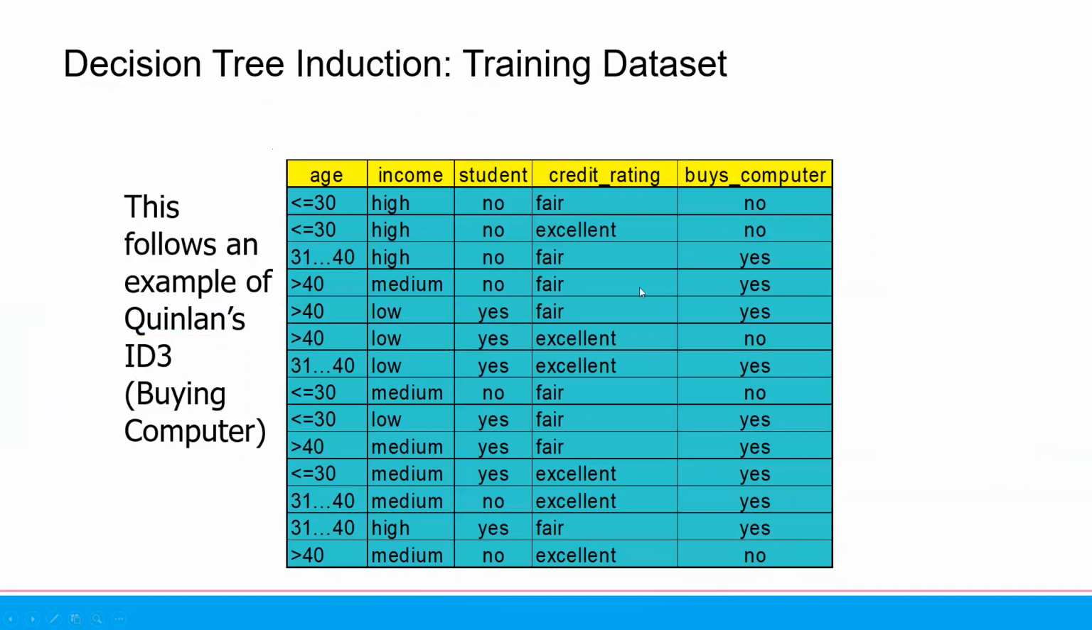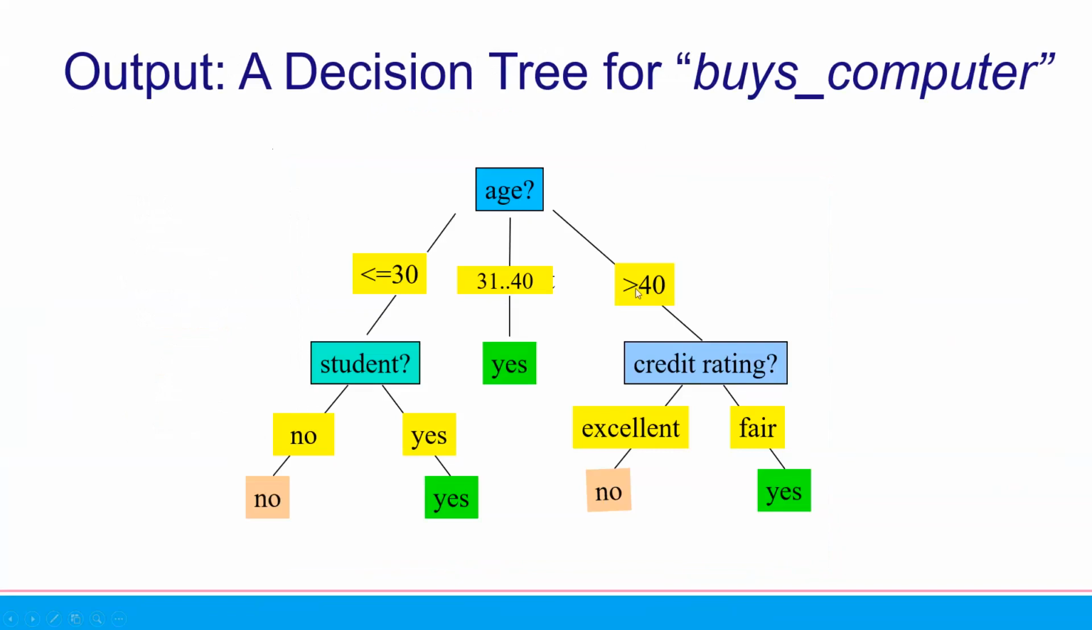So based on this training data set, I can make a decision tree. We call this the model, or the output. If I know new data, let's say there is a new customer, he is more than 40, and he is not a student, and the salary is medium, and the credit rating is fair. Can you predict whether he or she will buy a computer or not?